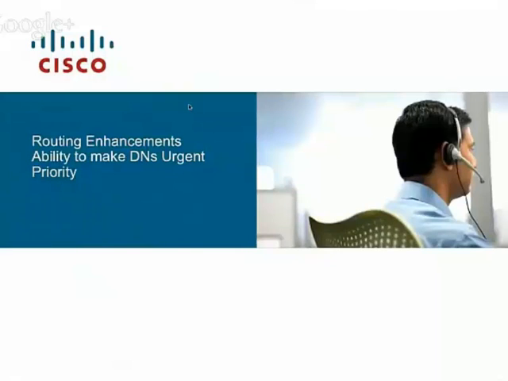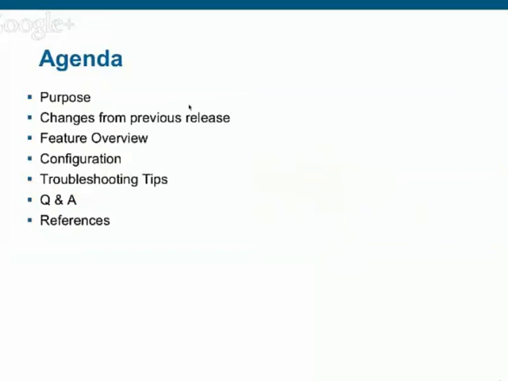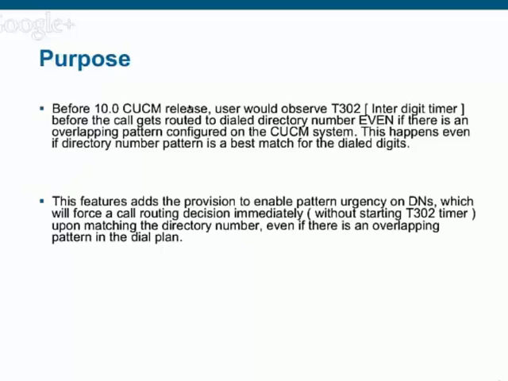So let's go ahead with the routing enhancement features. The first thing we have done in CUCM 10.x under this umbrella of routing enhancements is that we have given an option to mark directory numbers as urgent priority. So this is what we try to look into.